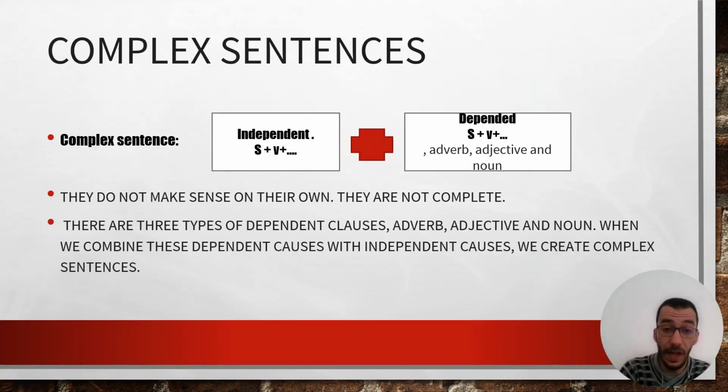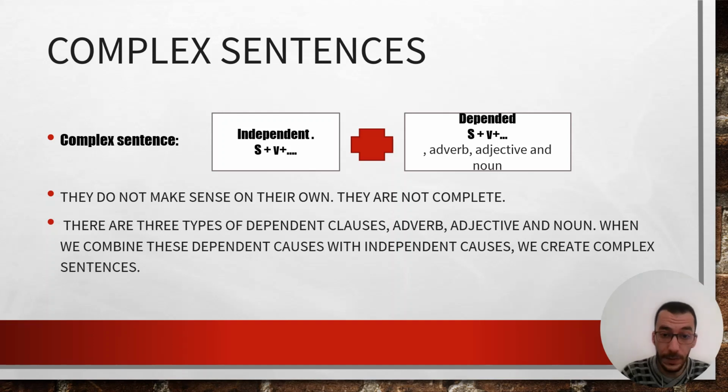A complex sentence has two clauses, and both clauses have a subject and verb. They don't make sense on their own. They are not complete. There is no meaning without both clauses; each one cannot stand alone. An independent clause needs a dependent clause.